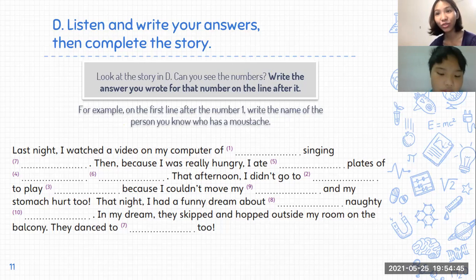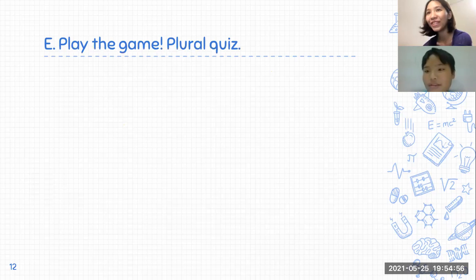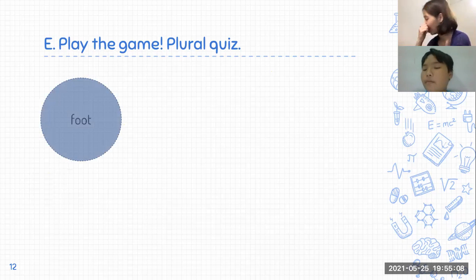Number 7. To star? Star 2. Okay. It's a funny story. Okay. Now, do you want to play a game now? Yes. Okay, play a game. If I give you the singular words and you say the plural, okay? Do you understand?